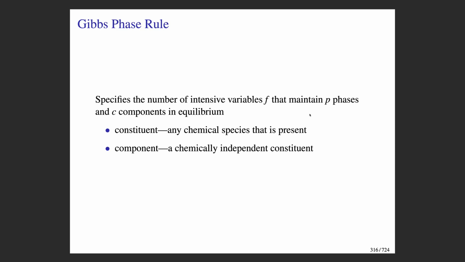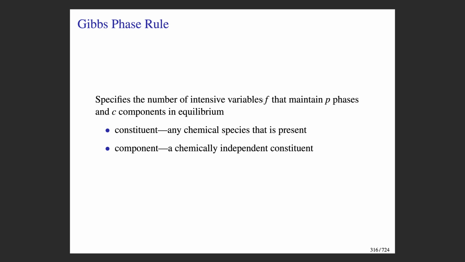Let's talk about another aspect of the phase diagram. This is going to be called the Gibbs phase rule. It specifies the number of intensive variables that maintain P phases and C components in equilibrium. Okay, so if you've got a set of C components, right, C is the number of components that you have in equilibrium, distributed among P phases, then you can modify F intensive variables in order to maintain everything in equilibrium.